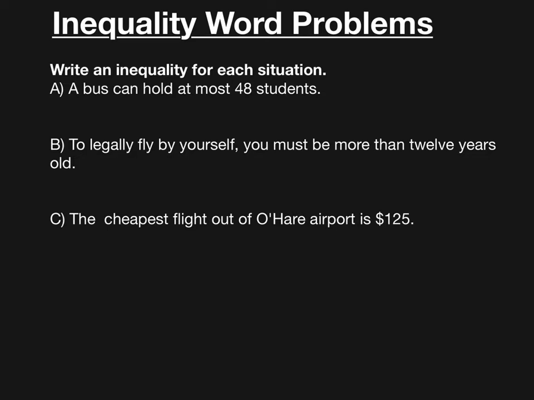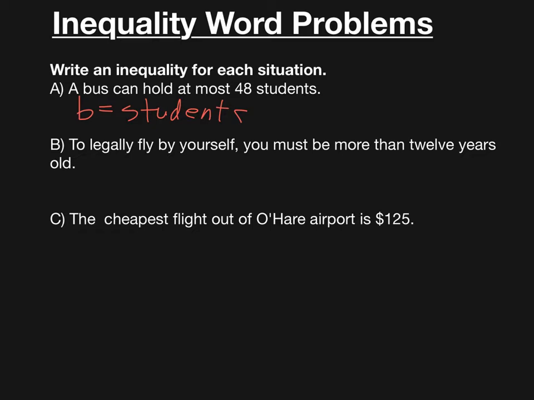For example A, it says a bus can hold at most 48 students. So we need a variable for that. We can use B. You don't need to use B. You can use any variable you want. We can say B equals the number of students on the bus. Okay? B equals students. The number of students on the bus. I don't like to use S because my S's look like 5s.